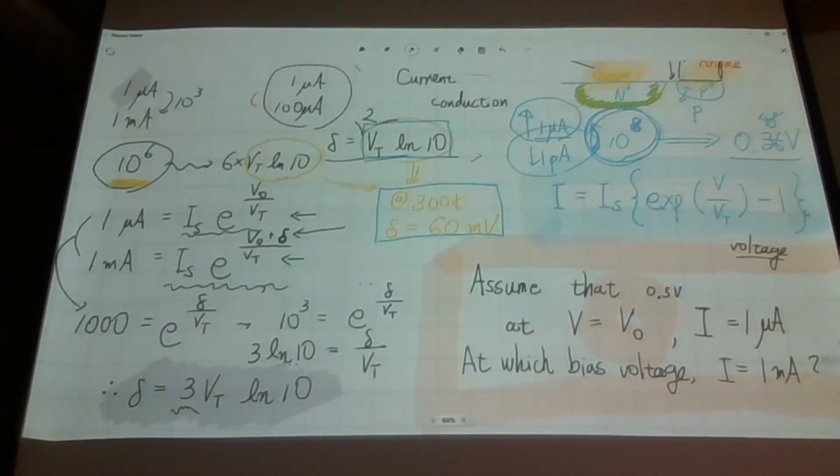Okay, good. And in the next lecture, we will move to how you can utilize and analyze a system with a PN junction.